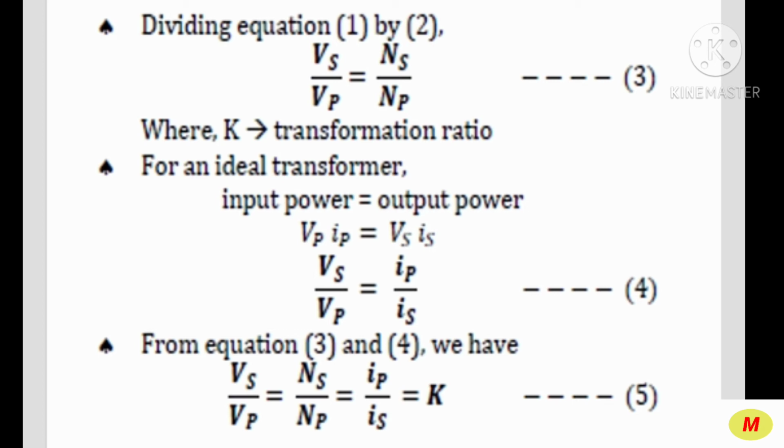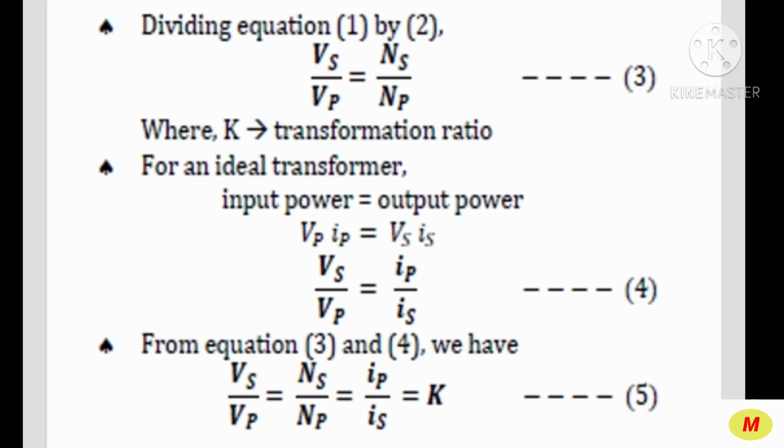For an ideal transformer, input power is said to be equal to the output power, which can be written as Vp Ip is equal to Vs Is. Therefore, Vs by Vp is equal to Ip by Is. This is equation number 4. From equation 3 and 4, we can write Vs by Vp is equal to Ns by Np is equal to Ip by Is is equal to capital K, which is nothing but transformation ratio.